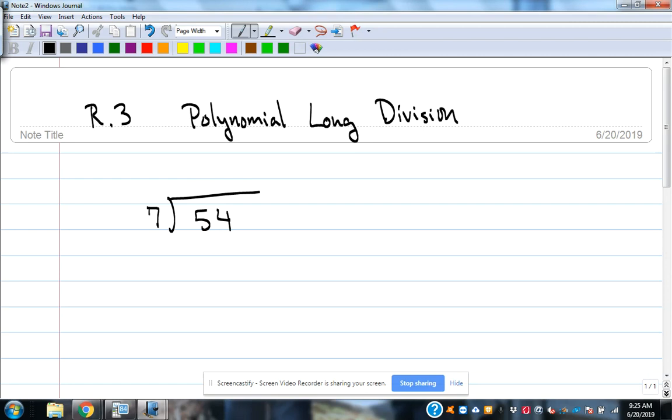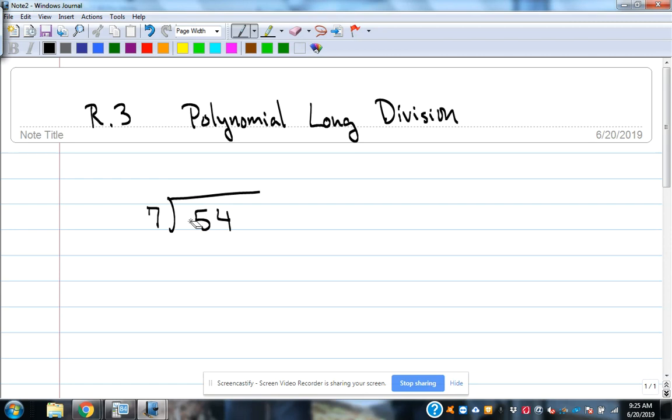Okay. And when you did long division in elementary school with this, that's probably the last time you did long division without a calculator, by hand. So we looked at that 7 in the front and we tried to say, okay, how many times does 7 go into 5? Well, it doesn't, right? So then we think, okay, well, how many times does 7 go into 54?